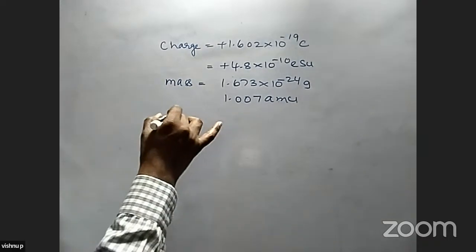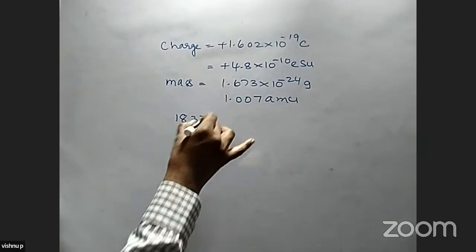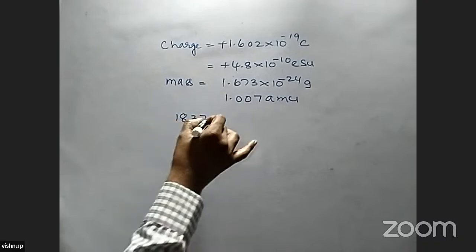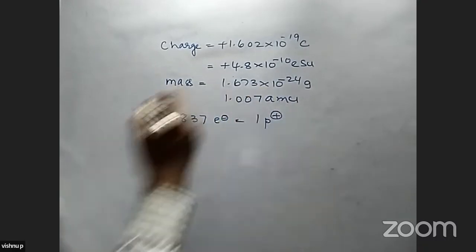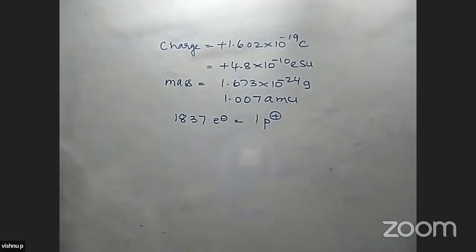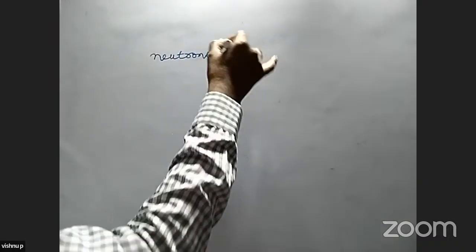And this proton's mass is 1837 times. Okay, 1837 electrons equal the mass of one proton. So more massive particles compared to electrons. After that, next, neutrons are discovered by nuclear transmutation reaction.